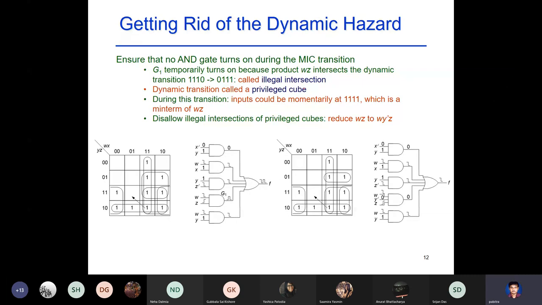So what you have to do is disallow any illegal intersection with a privileged cube. You have seen that this dynamic transition is a privileged cube. So you have to avoid all illegal intersections with the privileged cubes. How do you do that? You replace WZ by WY prime Z. You can see that if you do that, you add an additional input to this G1.